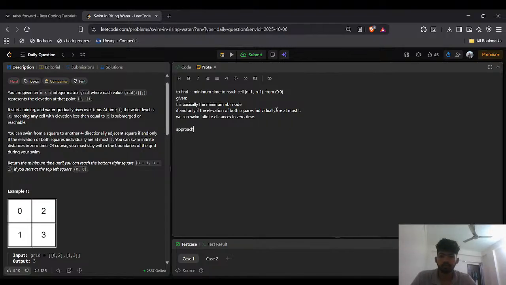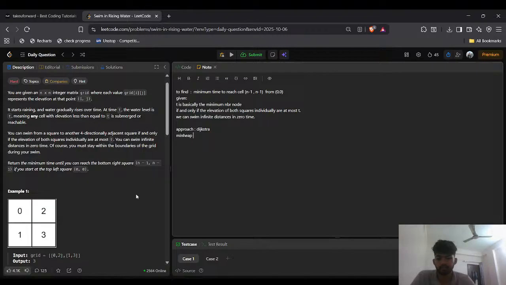So our approach will be, I guess, Dijkstra. What we need is a min heap. Yes, we need a min heap because the distance is not the same. If the distance is the same, then we can do it with a queue only. We need a min heap.